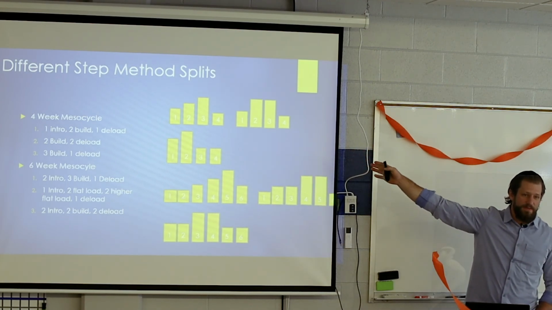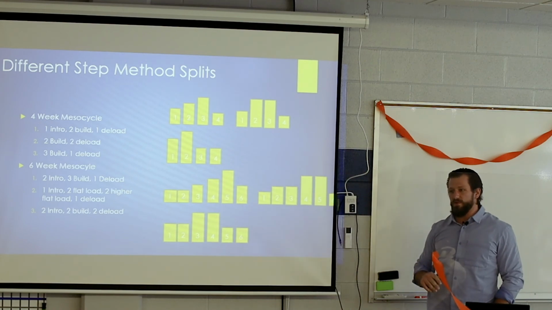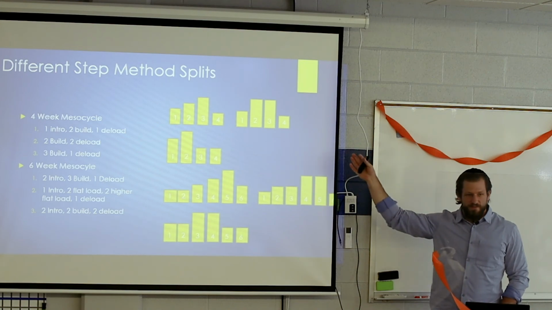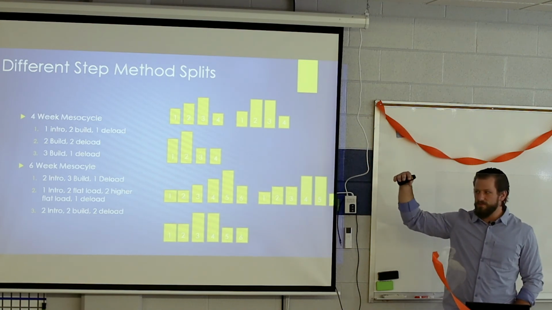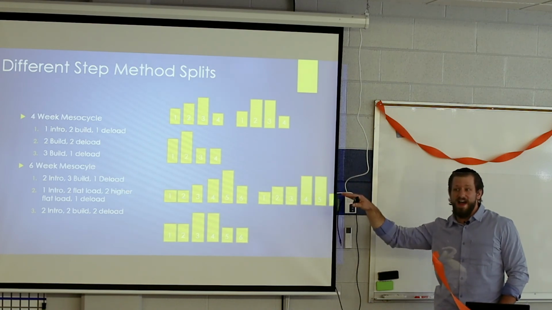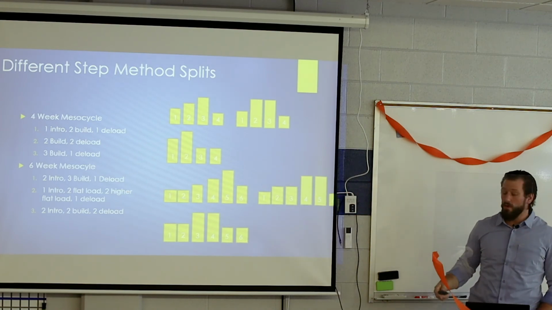If we were to do it with intensity, we might say we're doing 75% on week 1, 80% on week 2, 85% for week 3, and then come back down to 75 or maybe even 70% for week 4.